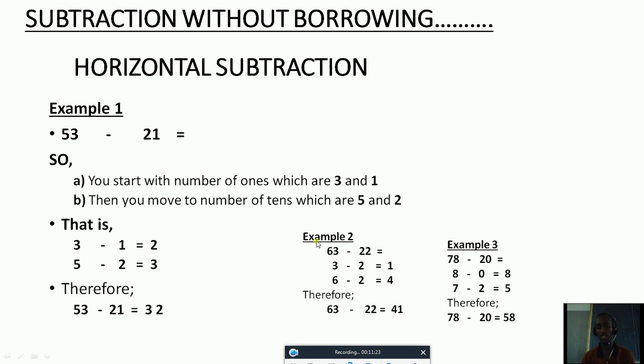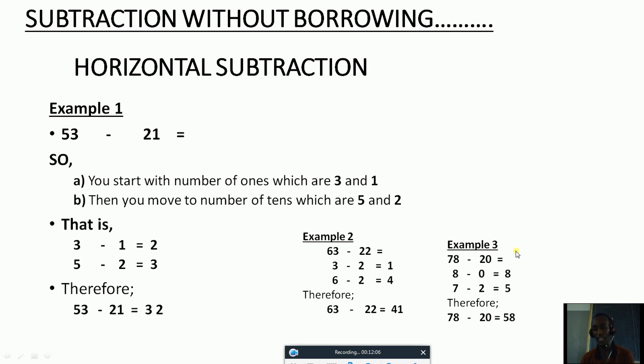Now, the same applies to example number 2, where we take 63 minus 22. We start with the number of ones, which are 3 and 2. So we take 3 minus 2, which is equal to 1. Then 6 minus 2 equals 4. So therefore 63 minus 22 equals 41, because 1 is the result of subtracting the number of ones, and 4 is the result of subtracting the number of tens. So the answer reads 41.